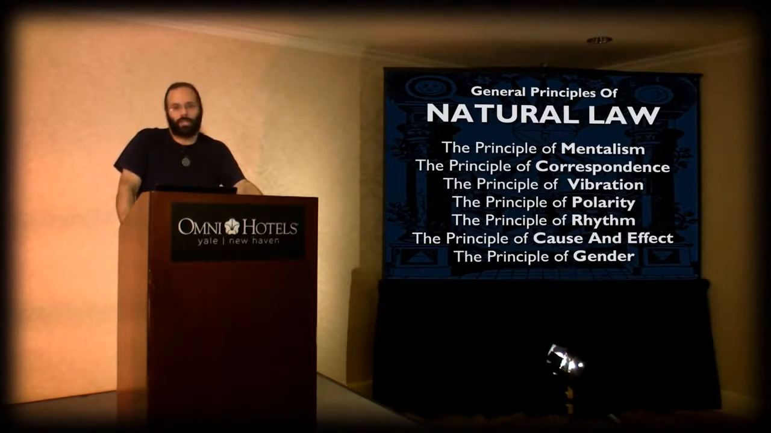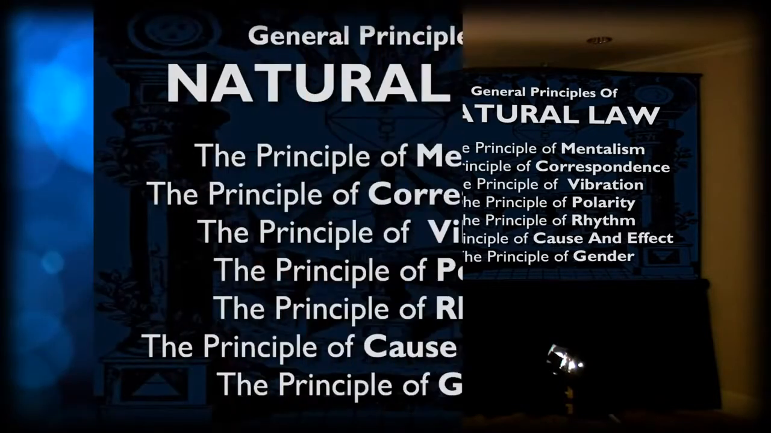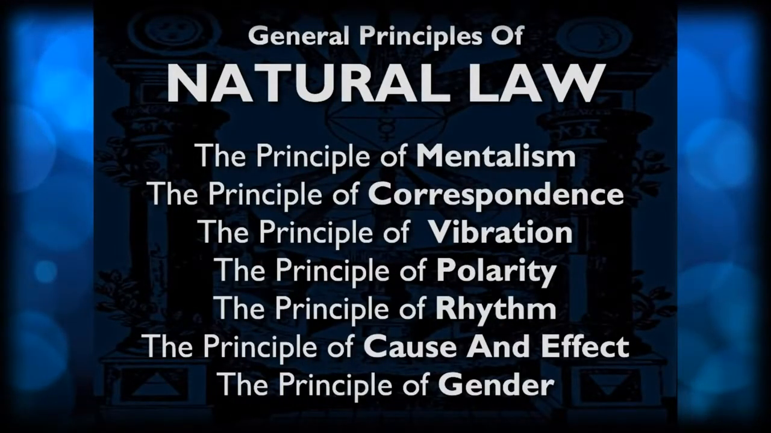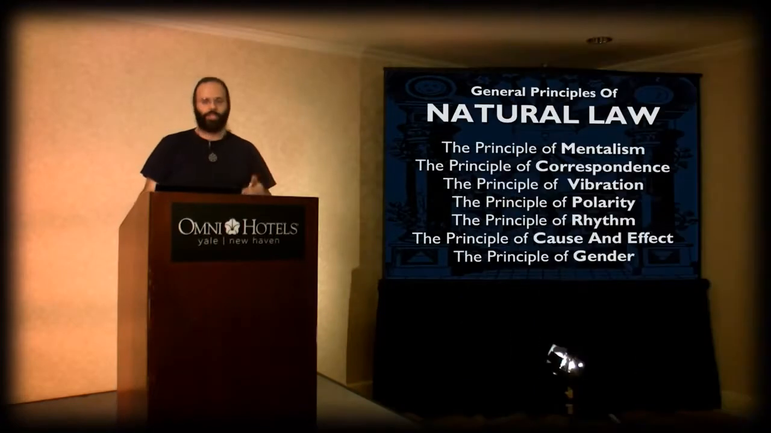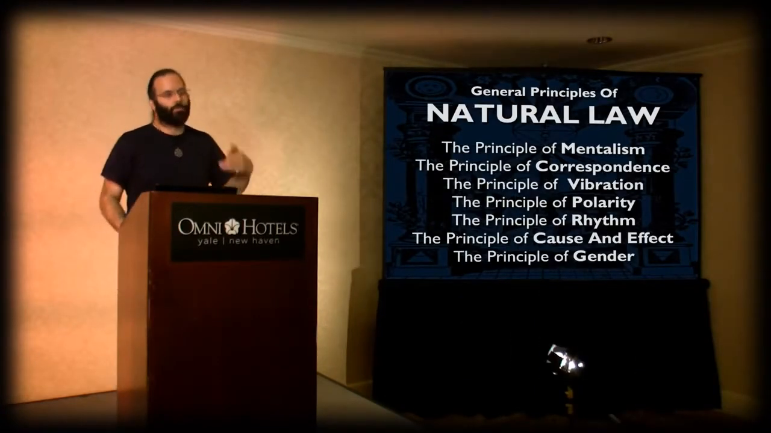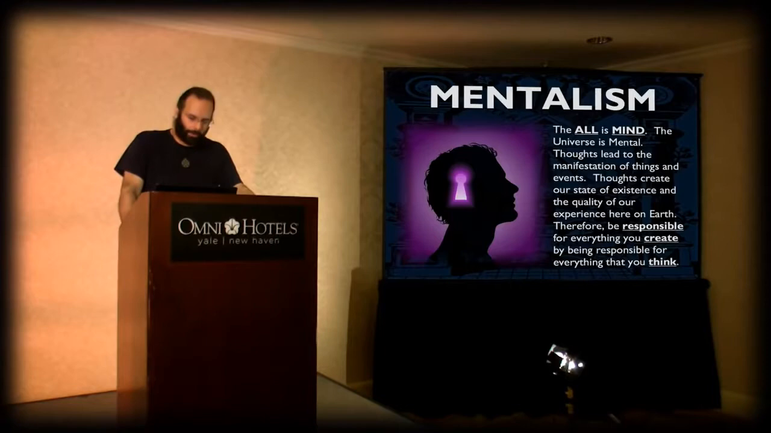But the Hermetic tradition is named such because it's hermetically sealed, like natural law is. Natural law is hermetically sealed. It is binding principles that are immutable. They are laws that are in operation that cannot be changed. Hence, they are hermetically sealed. So these seven general principles are mentalism, correspondence, vibration, polarity, rhythm, cause and effect, which is a huge one which we'll be getting into, and gender. So I'm going to briefly describe what each of these are and what they are about.